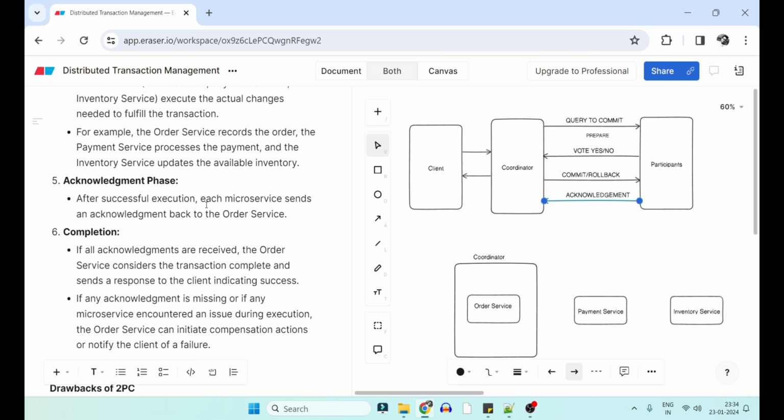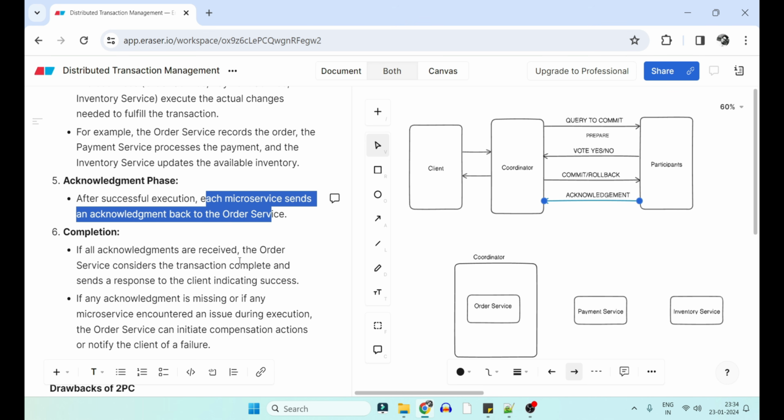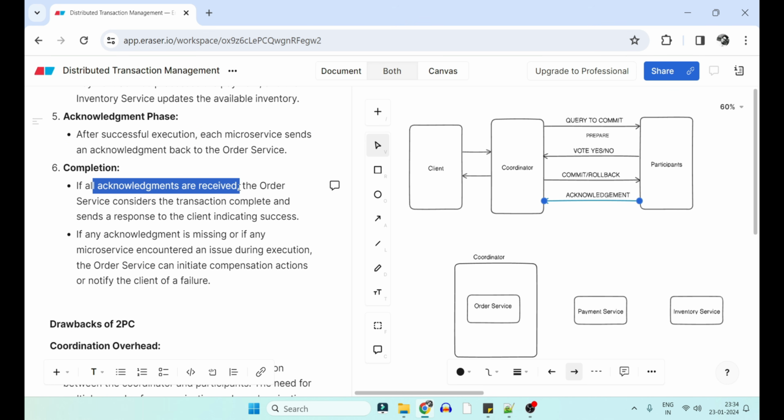So after successful completion, each microservice sends an acknowledgement to order service. If all acknowledgements are received, order service says, okay, my transaction is complete, client, your order is successful. But if anybody's acknowledgement is missing, then there must be some execution issue encountered, for example, any of the services might have crashed or a timeout has happened. In that case also, order service sends the failure notice to the client and asks everybody to roll back.